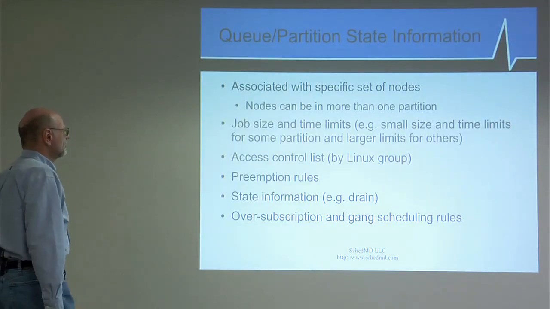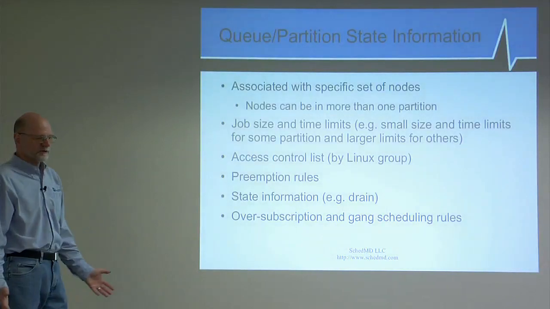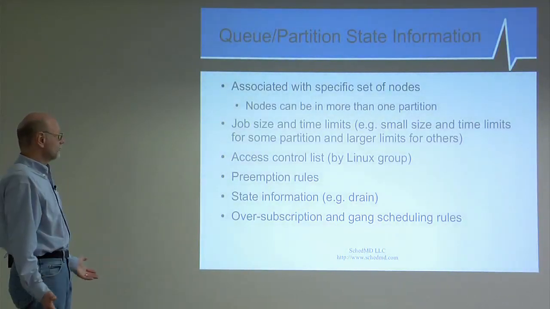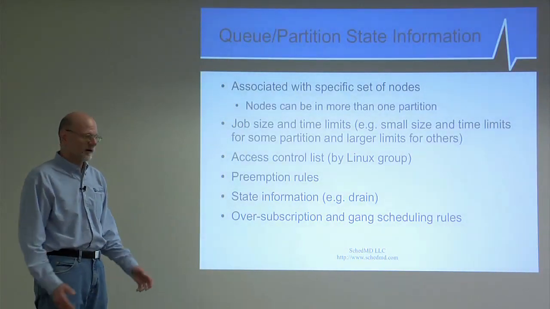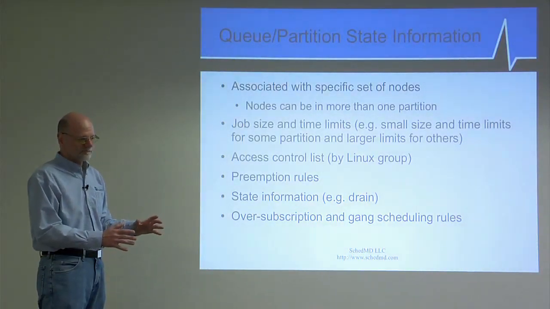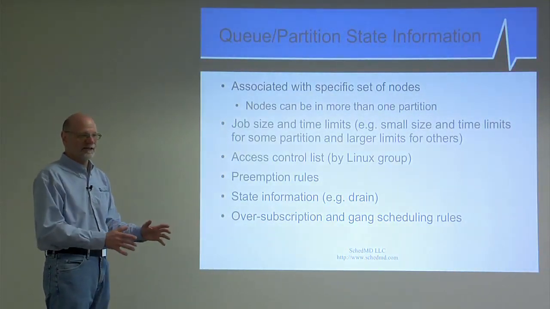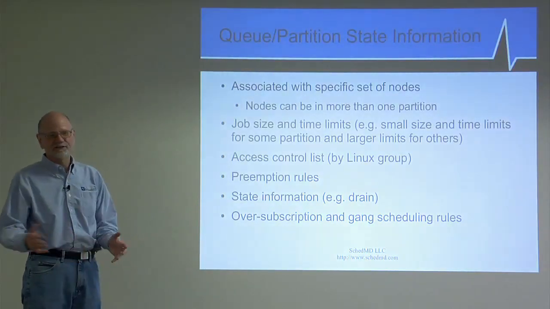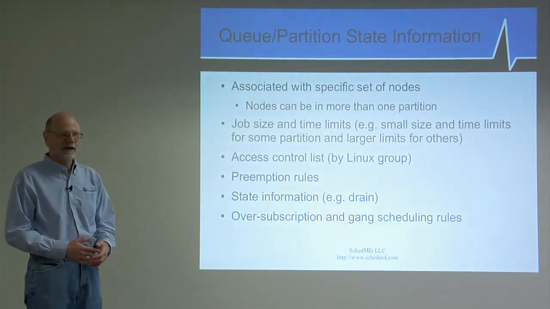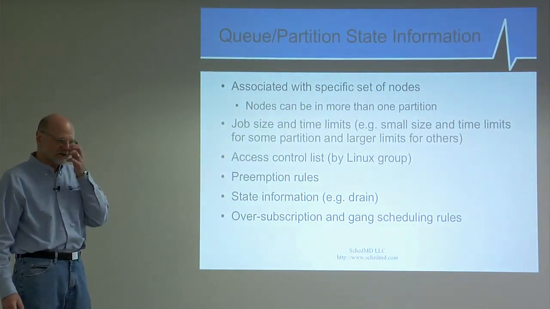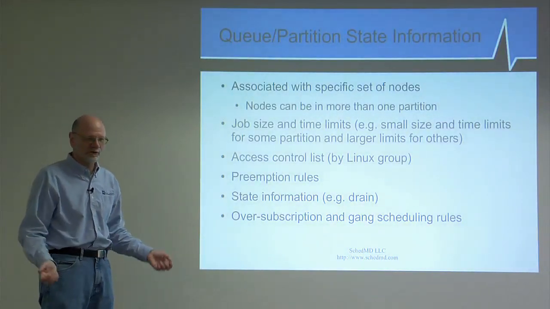Information about the Slurm queues and partitions. Your queue is associated with a specific set of nodes. It could be all the nodes, and nodes can be in multiple partitions. A typical scenario, I'm thinking of an HPC center, which might not fit your model, is you might have a set of interactive nodes and then a set of batch nodes, which would be for your larger, longer running jobs. And then you might have a partition that includes all the resources in the system, say for running jobs across the whole system on weekends.